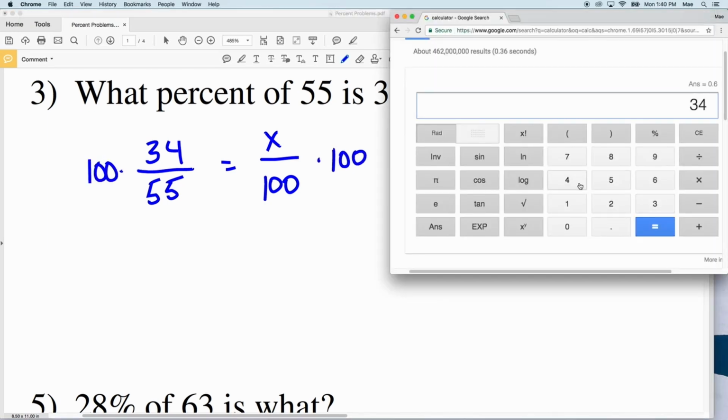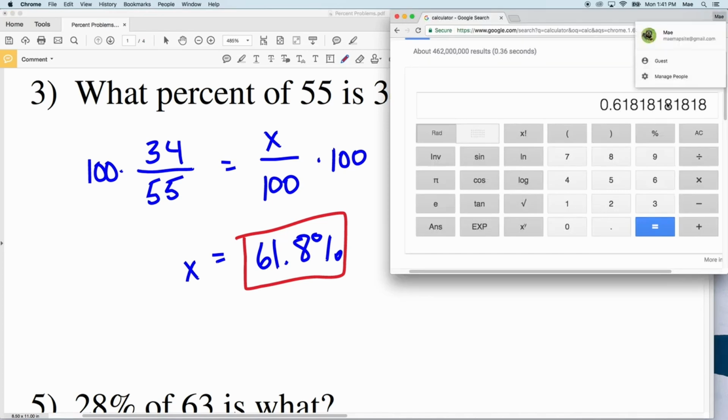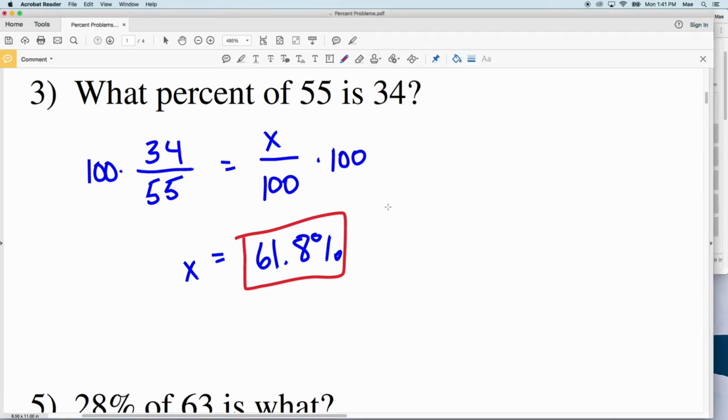So we're looking at 34 divided by 55, and that's going to give us 0.618. When we multiply by 100, that would be 61.8. So for number 3, our percent is 61.8%. Also, if you wanted to double check, just take your percentage and find what 61.8% is of 55. So you're going to take the decimal that became your percent and multiply by 55 and see if you get 34. And indeed, you do. Let's move on to number 4.